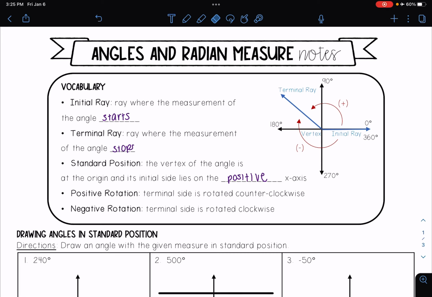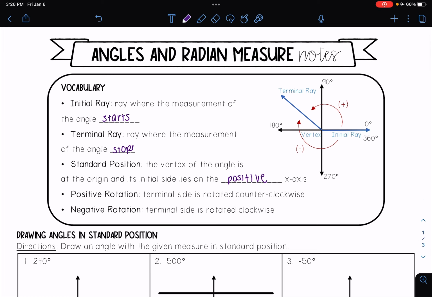Another thing to note, if we were to go in the negative direction, this 270 would instead be negative 90 degrees, and then negative 180 degrees, negative 270 degrees, and then negative 360 degrees if we were to go in this direction.